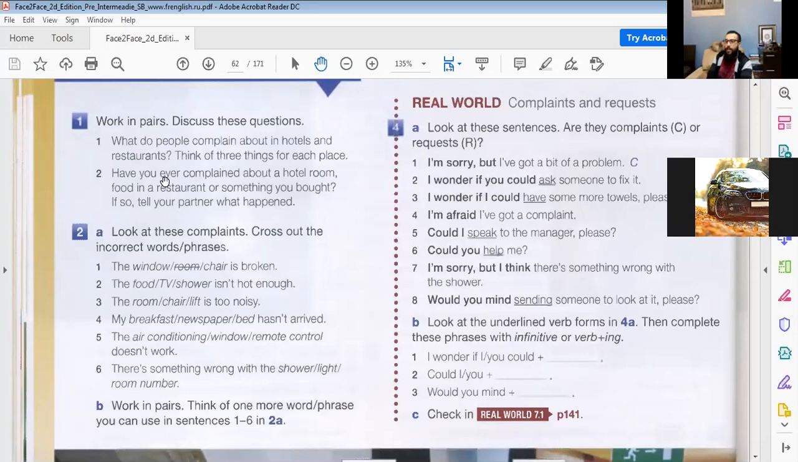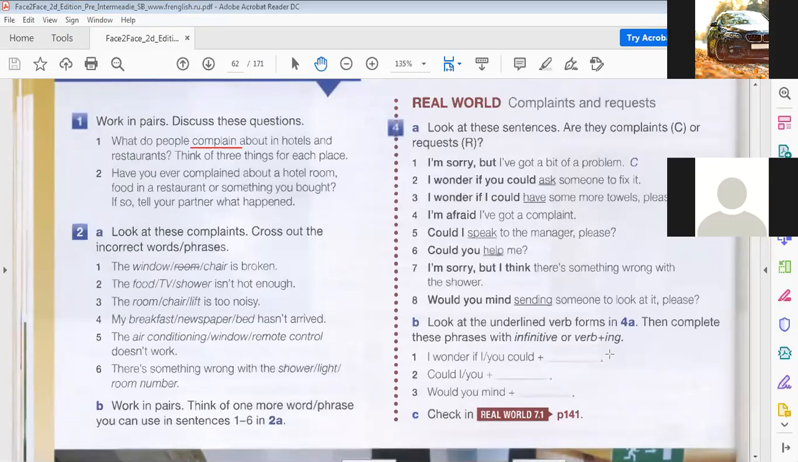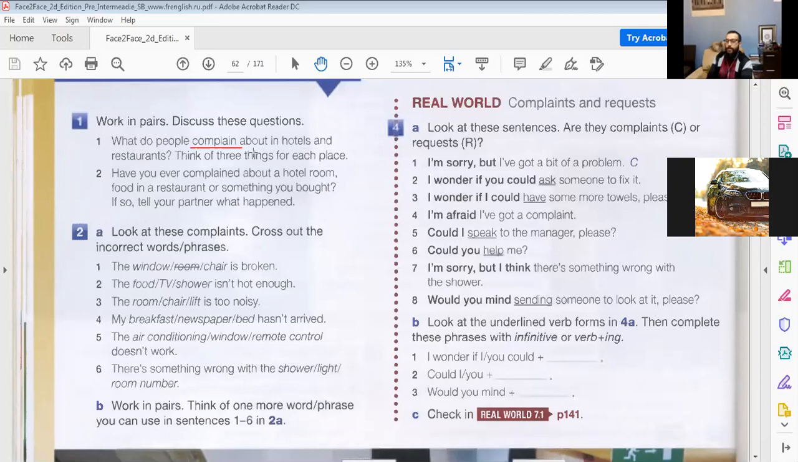What's the meaning of complain? Who can explain complain in English? Maybe complain means a problem. There's a problem in the room or something, and you tell the person who has this place about this. You complain for something you don't like. That's exactly right. That's the idea, yes.